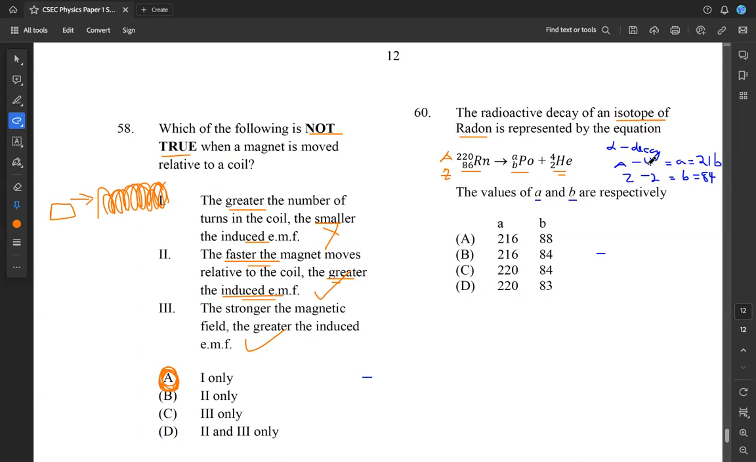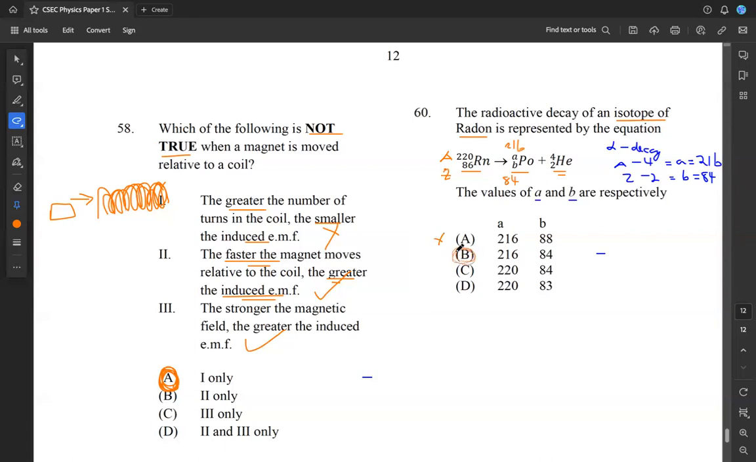And so when we do A minus 4, which is 220 minus 4, we're going to get 216 here. And then when we subtract 2 from radon's atomic number, we're going to get 84, so B is 84. So let's look for the ones that match that. We're looking for 216, 84. That's not this one, it's this second one, right?